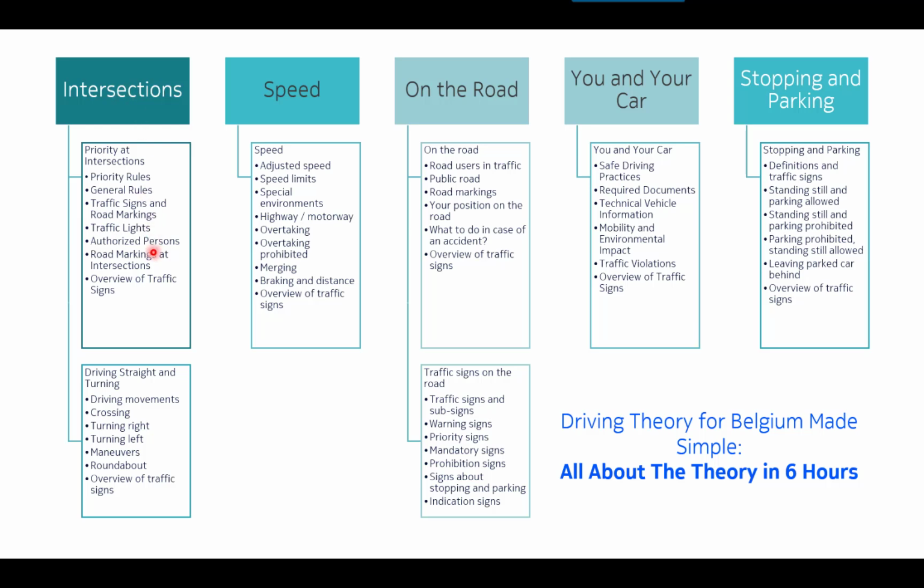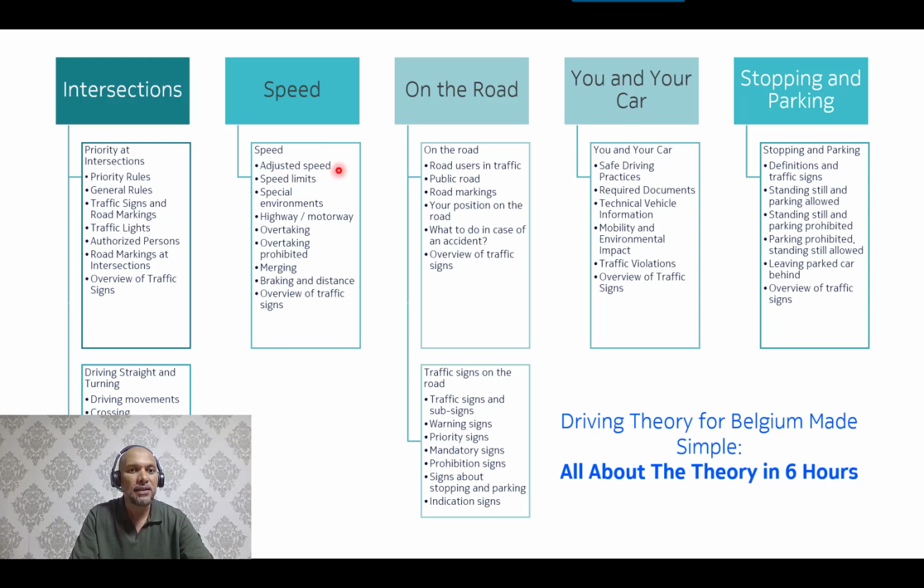Once we complete intersections, next we will move to speed, and here we will talk about the adjusted speed, adapting your speed depending on the conditions. What are the speed limits? What are special zones, highways, and expressways and motorways? We will talk about overtaking, prohibitions, how do you merge into a highway, what is the braking distance, and then finally we will finish with an overview of traffic signs. So we would have done the junctions and speed, and then we move on to the next topic, on the road.